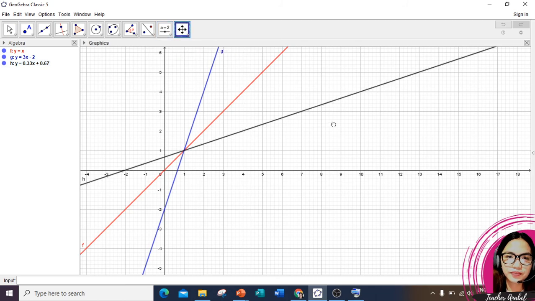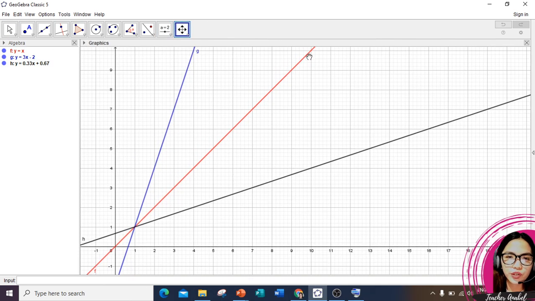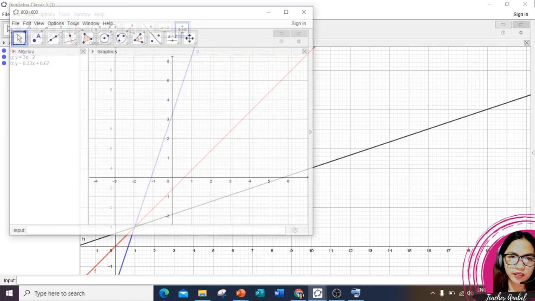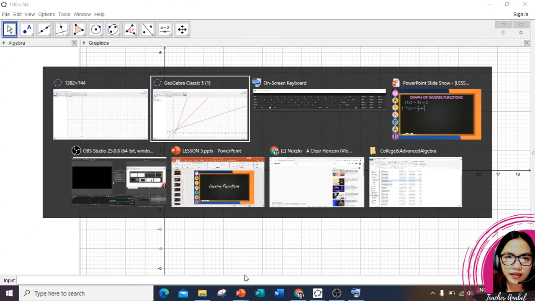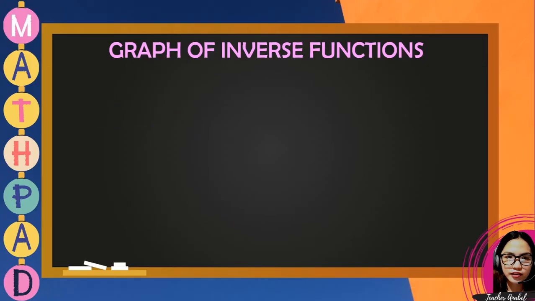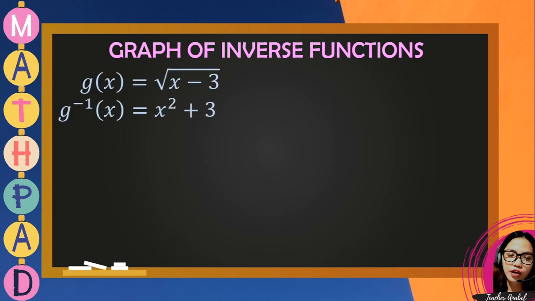So yung graph natin. Yung red, yung reference natin yan. The blue one is the first function, 3x minus 2. And then this one is the inverse. Okay. So tingnan mabuti ha. Let us have another one, yung second function natin. Tingnan natin yung pangalawa natin, so, square root of x minus 3.